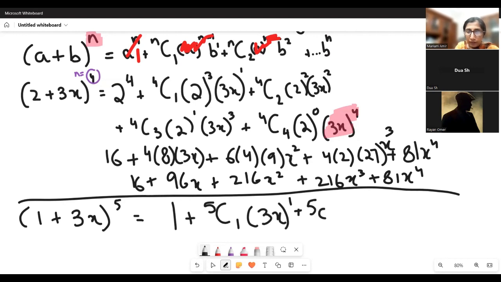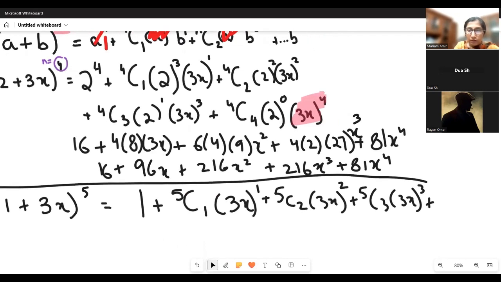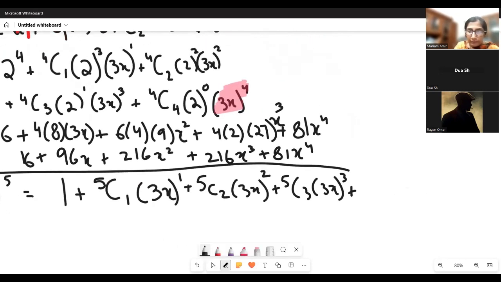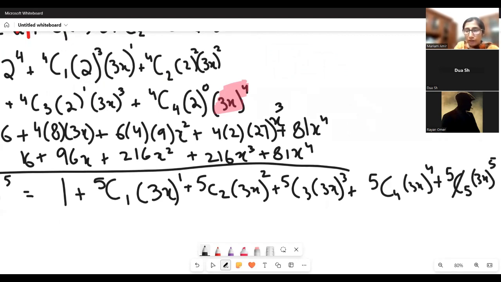B power, the b's power is this bottom value 1. Then 5C2, 3x, bottom value 2. Then 5C3, 3x, bottom value is cube, plus 5C4, 3x power 4, then 5C5, which remember is 1, and 3x power 5. That's just 1. So we have 1 plus 5C1, which remember is just 5.